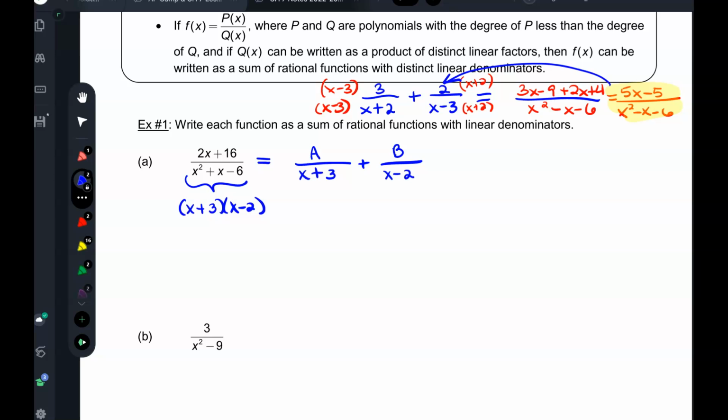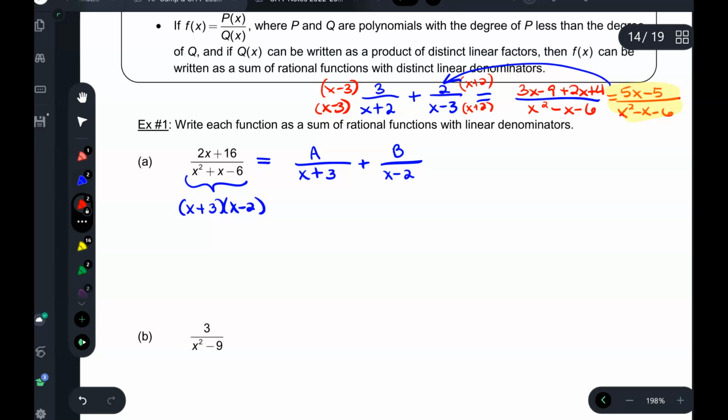Okay. Ignore what we started with. What would you do to find a common denominator here? Multiply. I would multiply A times x minus 2 and B times x plus 3, right? So it would be A times x minus 2 plus B times x plus 3 all over the denominator. Okay, we agree with that statement?